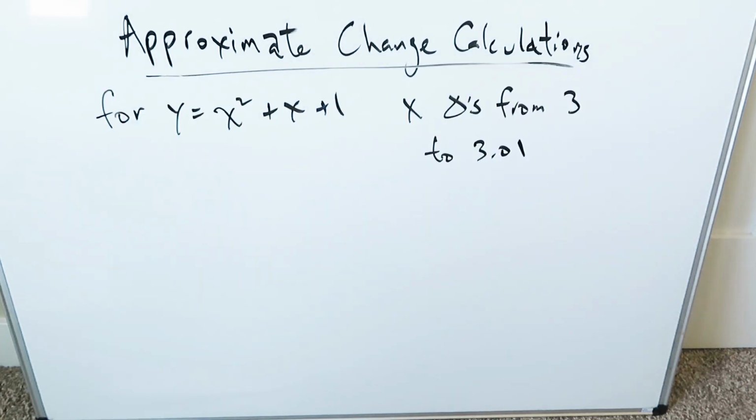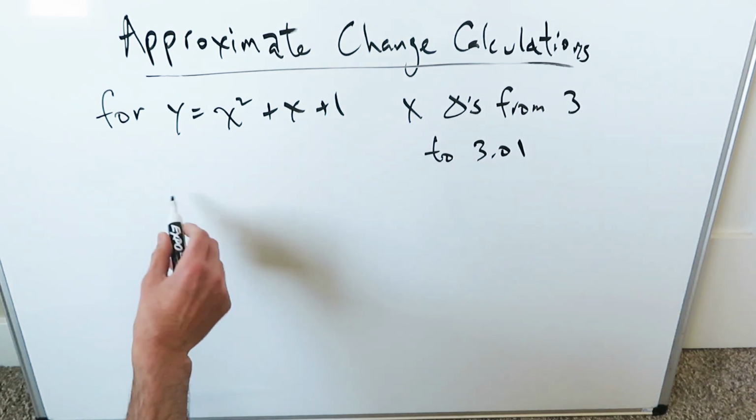Let's look here at an example. We have a function here, y is equal to x squared plus x plus 1. The value of x changes from a 3 to a 3.01. What is your approximate change? And for the purposes of this video, what is the actual change? Let's look here at the actual change.